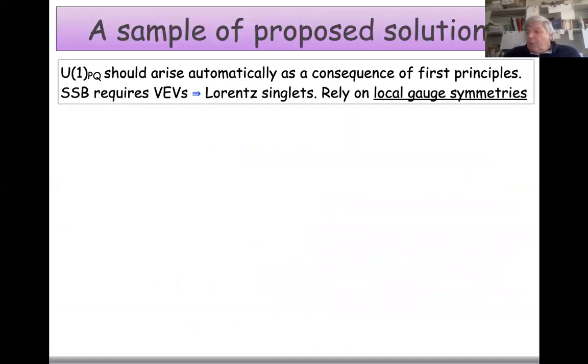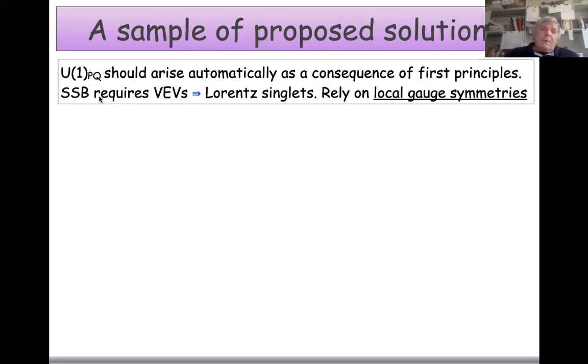A sample of proposed solutions. So it's commonly accepted that it would be satisfactory if a Peccei-Quinn symmetry arises automatically as a consequence of first principles. Typically, the first principles we can use are Lorentz symmetry, local gauge symmetries, and a suitable field content of the theory.